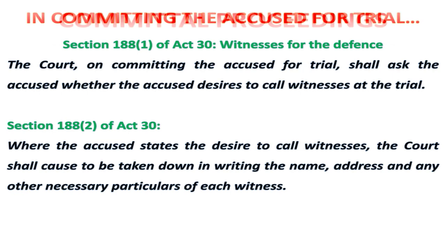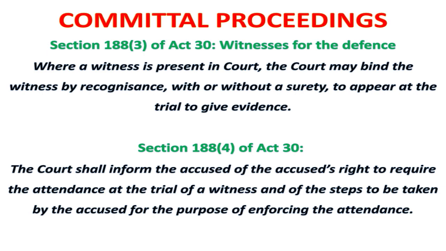Let me show you the provisions in the Act. Look at section 188, subsections 3, 4, and 5. Section 188, subsection 3 of Act 30 reads as follows: where a witness is present in court, the court may bind the witness by a recognizance, with or without a surety, to appear at the trial to give evidence. Subsection 4: the court shall inform the accused of the accused's right to require the attendance at the trial of a witness and of the steps to be taken by the accused for the purpose of enforcing the attendance.